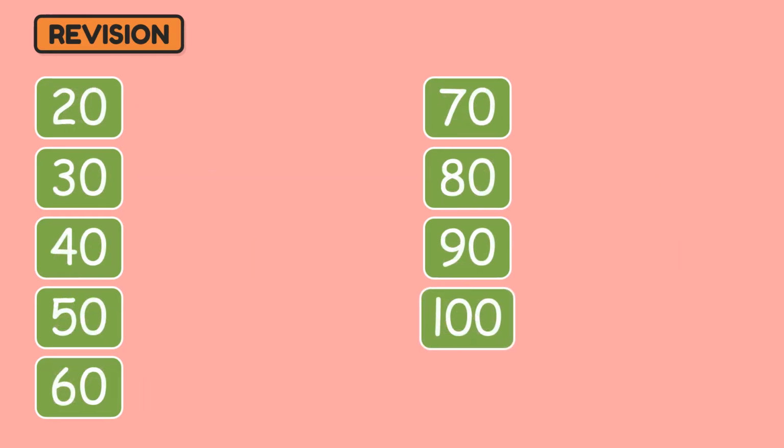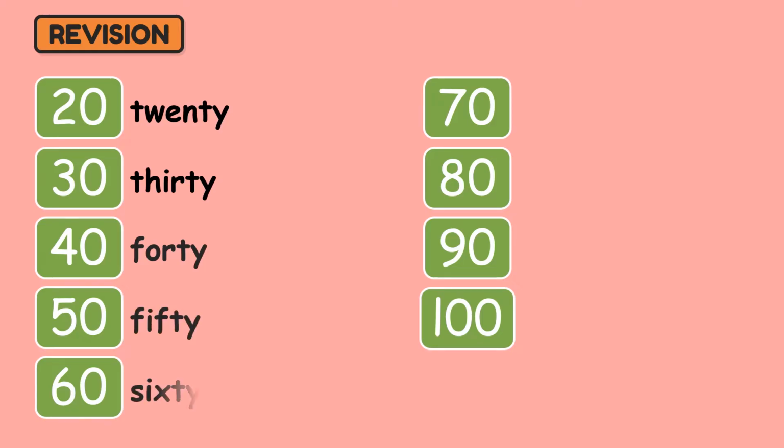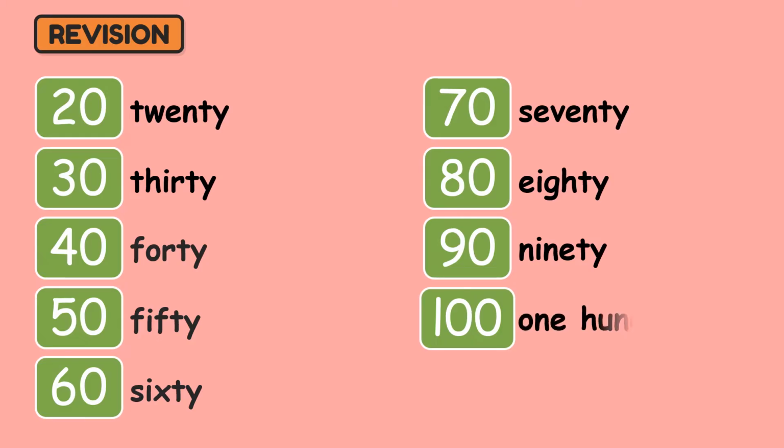Let's look at the spelling on these numbers. 20, 30, 40, 50, 60, 70, 80, 90, and 100. From 30 to 90, you follow the same pattern with 20. 100. So you write 100.